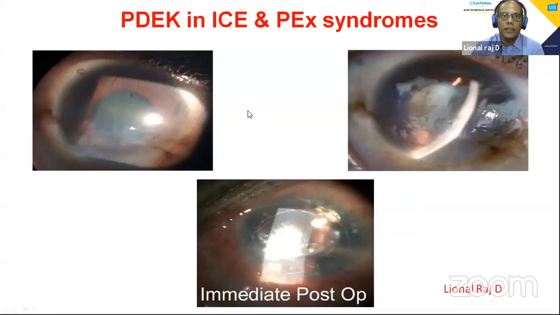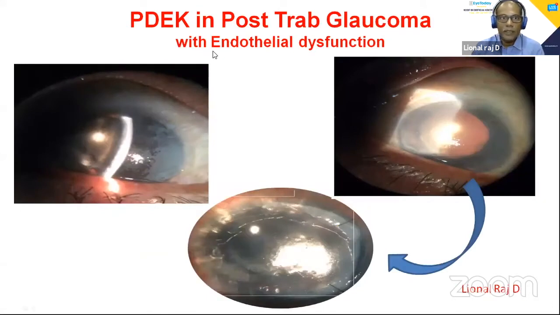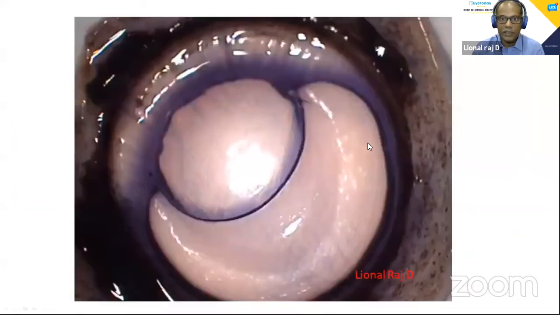Yes. We had a case of eye syndrome, and some of the cases were PEG syndrome with endothelial decompensation. This was one case where we had PDEC in a post-hydrops case following a birth trauma. And you can see the scar still remains, but a good PDEC graft helped in some useful vision for this patient. Some of the few patients were post-trap glaucoma, wherein we did pre-Descemet's graft. Why did I show these images?